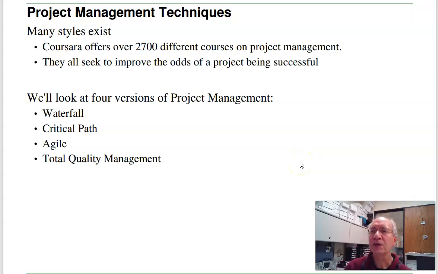In terms of techniques for project management, there are many, many different styles. If you go on Coursera, there are over 2,700 different courses on project management. Basically, everybody's got their own way of doing things. All of them are seeking to improve the odds of a project being successful. So there are many, many different versions of project management. We're going to look at 4 fairly popular versions called Waterfall, Critical Path, Agile, and Total Quality Management.